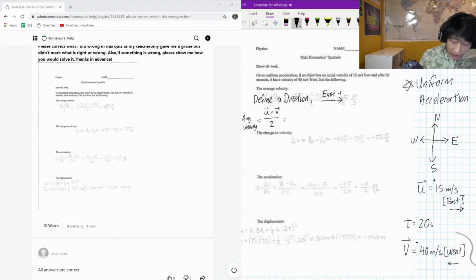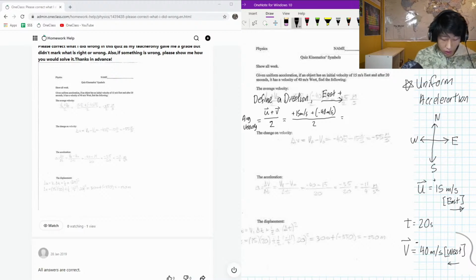Okay, so that's exactly what we're going to do. Our initial velocity is positive 15, because remember, towards the east we said is going to be positive. So plus 15 meters per second plus the final velocity. Now we know our final velocity is going to be a negative number because we're going towards the west, and we said towards the east is positive. So we have to do negative 40 meters per second and divide that whole thing by 2.